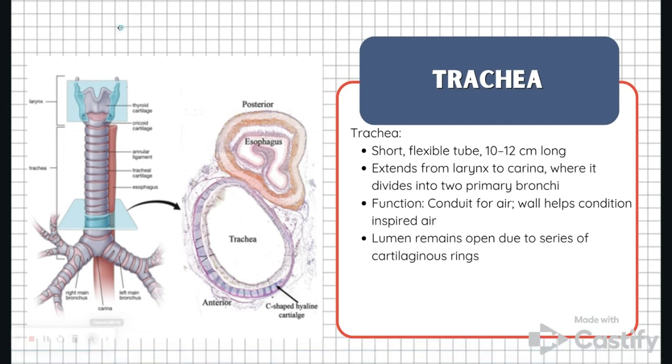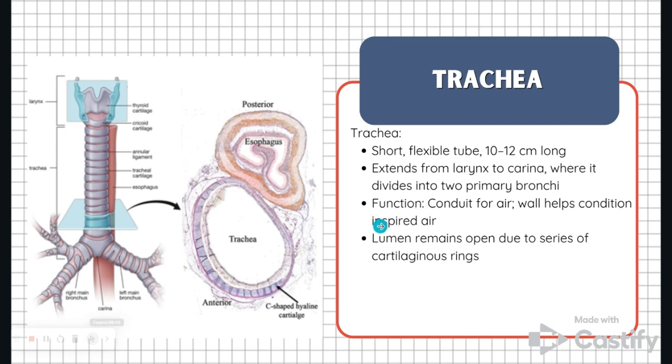The trachea, we know. Trachea is very, very simple. We know it's a short, flexible tube, 10 to 12 centimeters long with a diameter of 2.5, I think it was, that we talked about in the previous lecture. It extends from the larynx to the carina. The carina is basically the bifurcation, the division between the right and left bronchi, where it divides into 2 primary bronchi. The function is a conduit for air. Conduit is like a street. It allows for the passage of air.